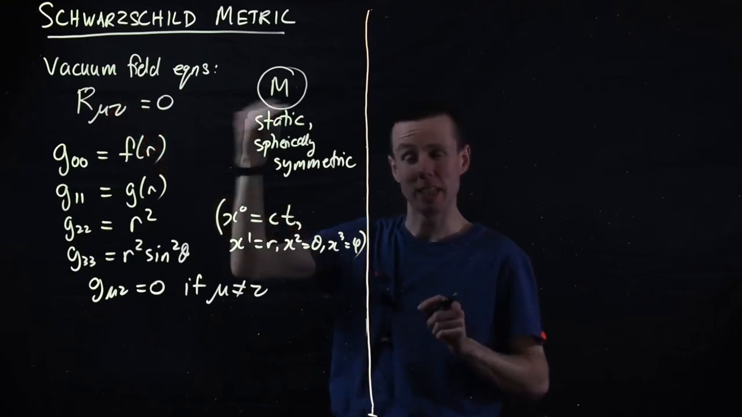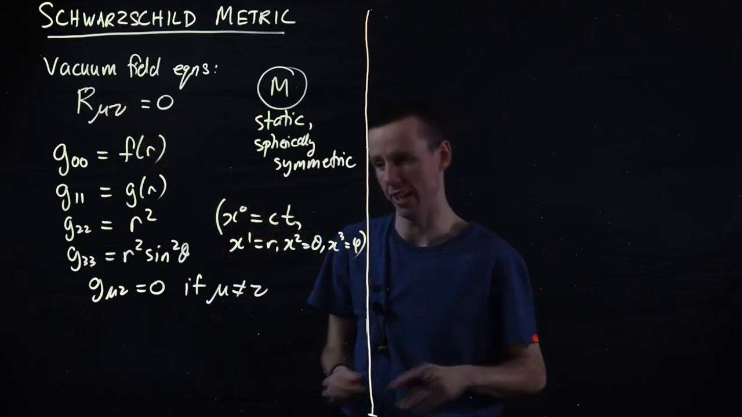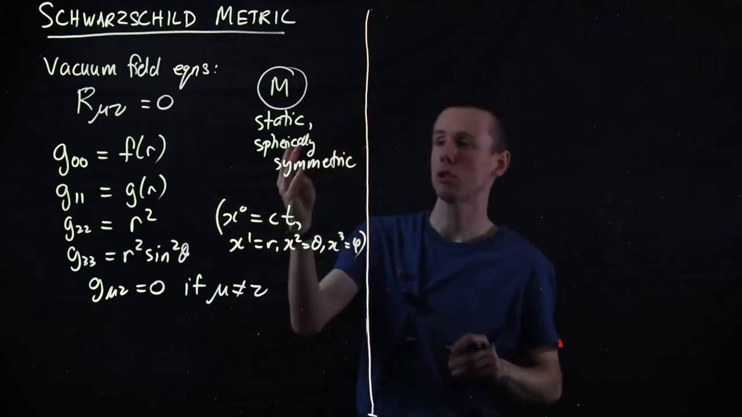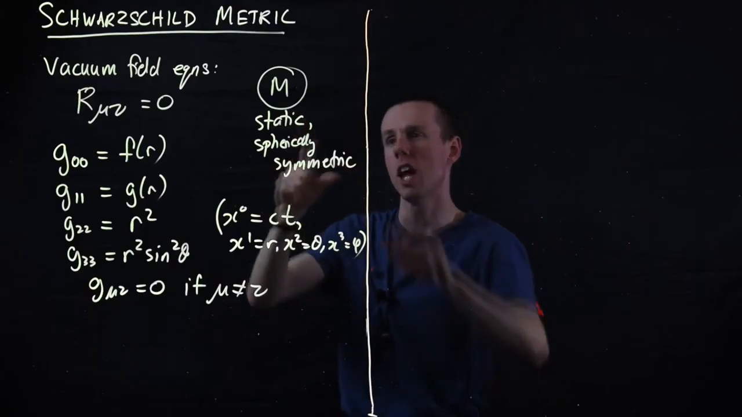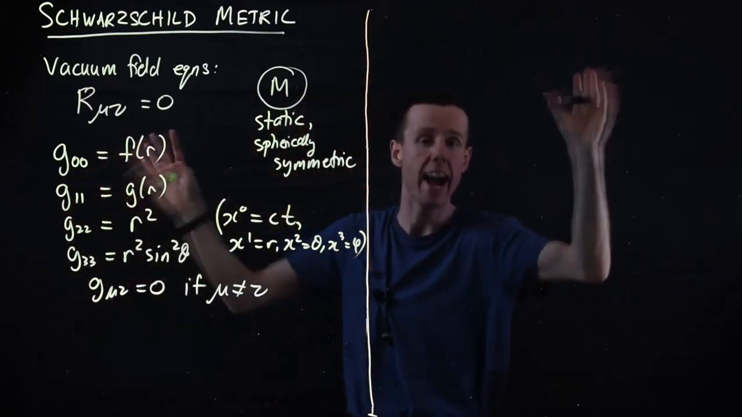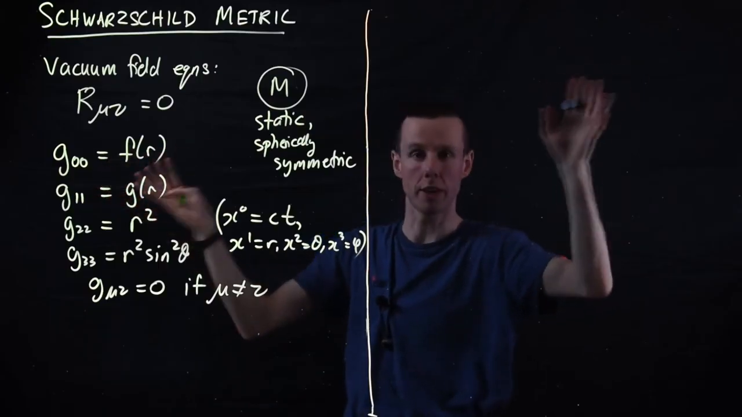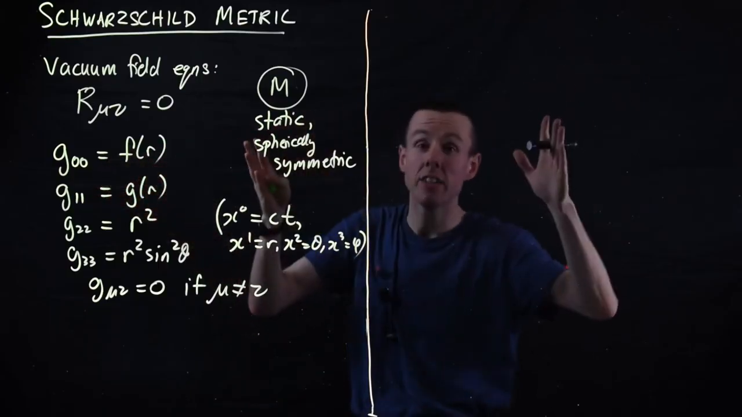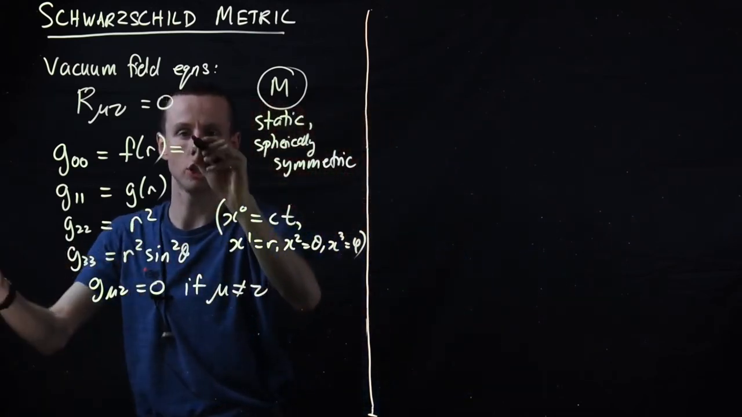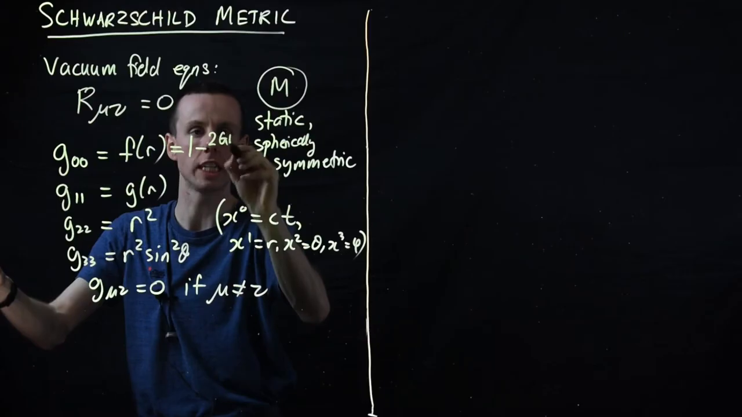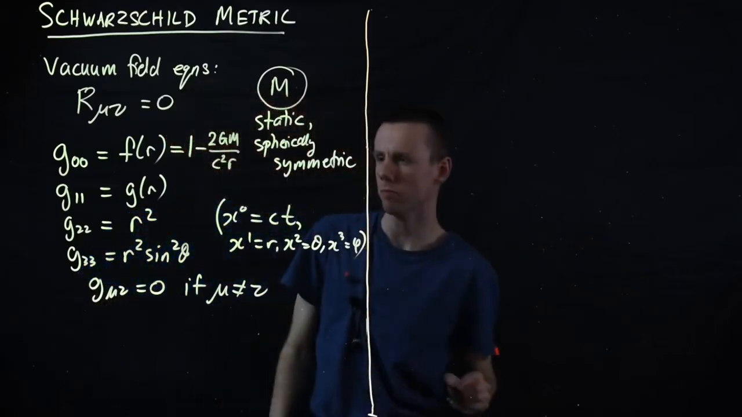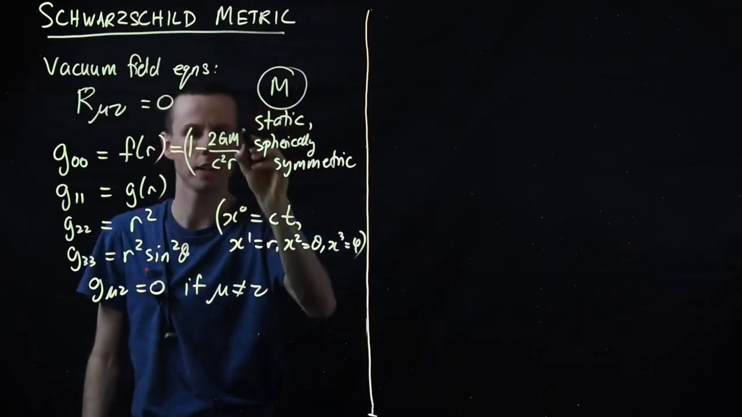And then by setting them all equal to 0 and solving, you will get the functions f and g, and you'll also need to use the requirement that far away from the mass, so in other words, for large values of r, everything should go back to Newtonian gravity. At any rate, here's what you find. I'm just going to tell you, f(r) turns out to be 1 minus 2GM over c squared r, with a minus sign in front, in fact.